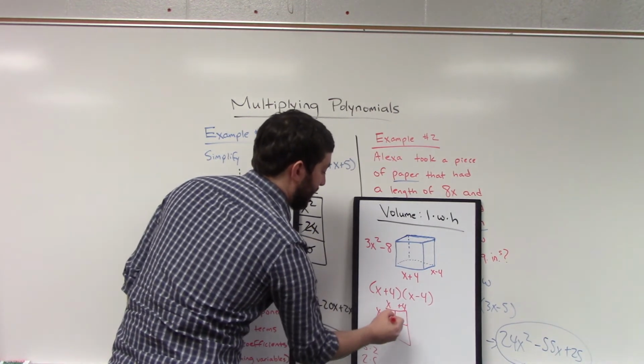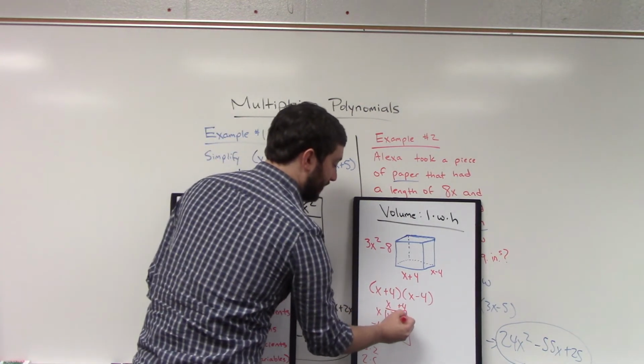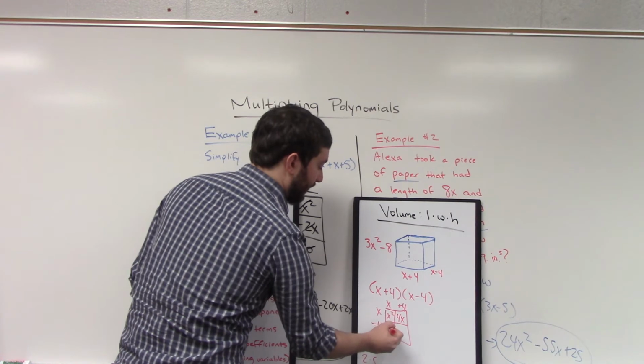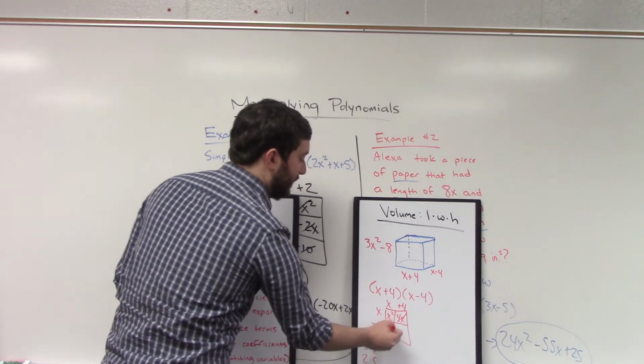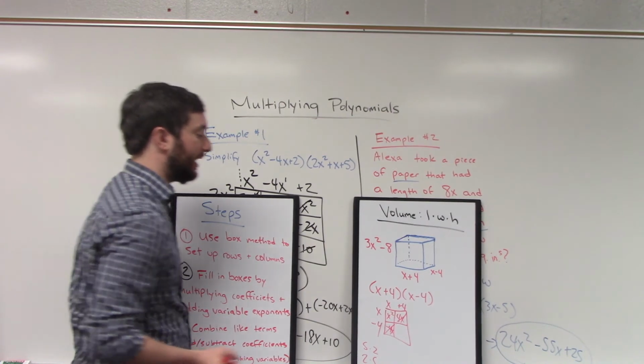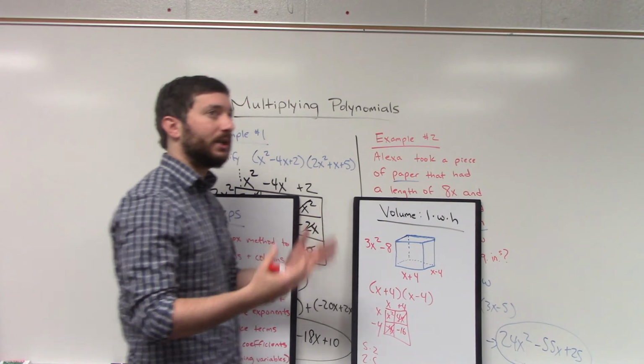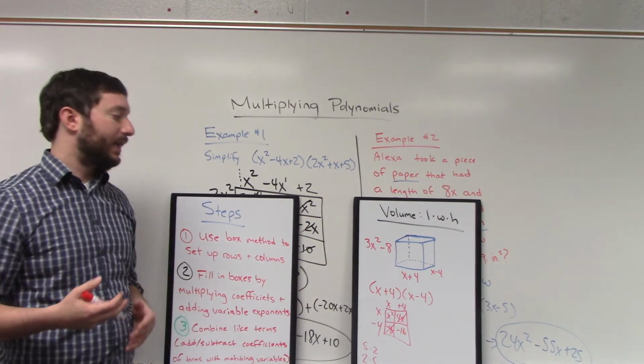For example, x times x is x squared, x times 4 is 4x, x times negative 4 is negative 4x. We can already see that these boxes will cancel out. Positive 4x, negative 4x, those are going to cancel. And that's going to leave us with x squared minus 16, which is much simpler to work with at the next phase of our problem.